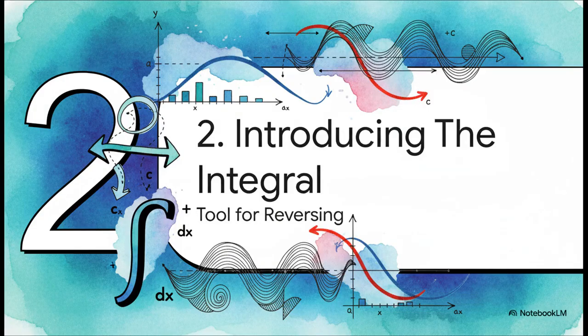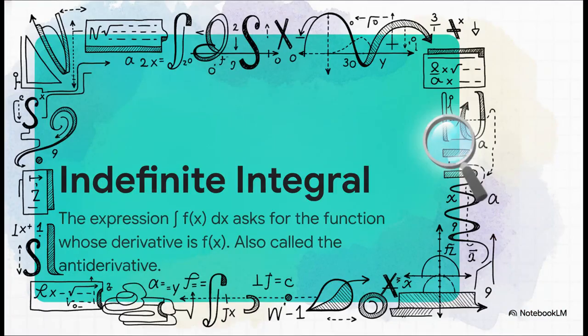Now, to solve this kind of reverse problem, you can't just guess. You need a tool, a specific mathematical operation. And that, my friends, is the integral. And here it is. This funky-looking long S symbol, that's the integral sign. The f of x is just the function you're working with, and the dx at the end just tells you, hey, we're doing this with respect to x. The whole shebang is called the indefinite integral. And really, all it's asking is, what's the function whose derivative is this thing inside?